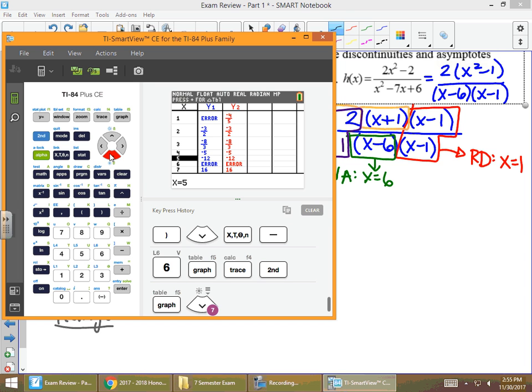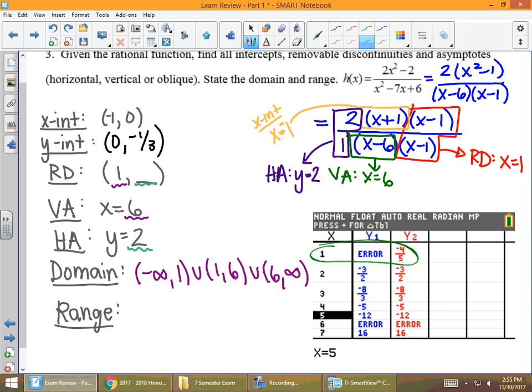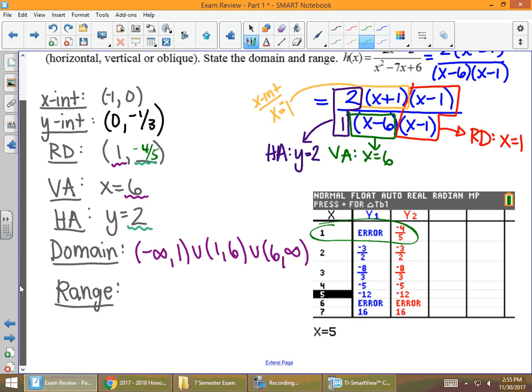The thing that's different here, and it is because we made it this way, is we asked the calculator to give us the factored and canceled version. So the y-coordinate of our hole is negative 4/5. And we need that for our range. Does not look like we cross our horizontal asymptote. So we're going to go negative infinity to negative 4/5, negative 4/5 to 2, 2 to infinity.